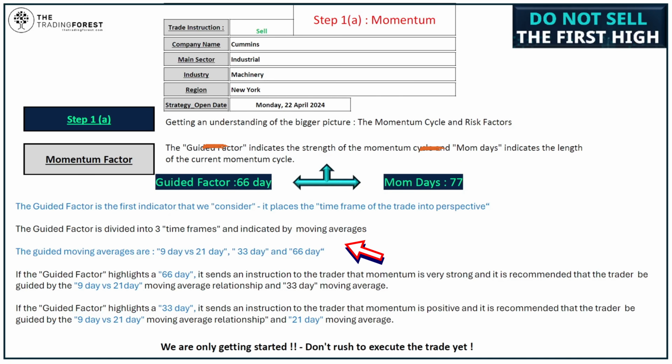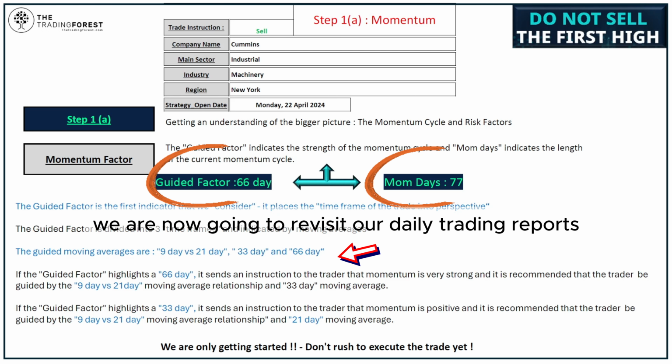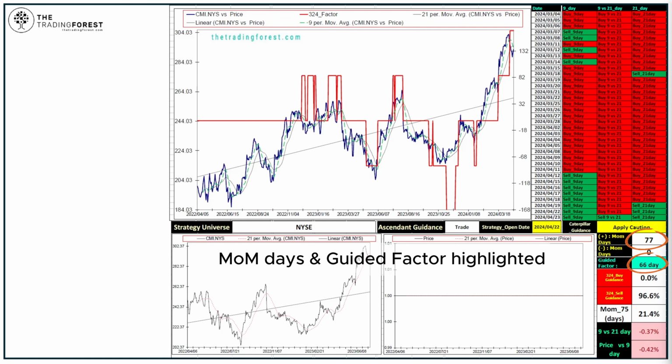Momentum and the guided factor. Focus on the guidance that is given by the guided factor and the momentum days cycle, and how it relates to which moving average to apply in your trading decision. We are now going to revisit our daily trading report and highlight where you can identify the guided factor and momentum cycle. In this particular case, the guided factor is 66 days and the momentum cycle is 77 days.